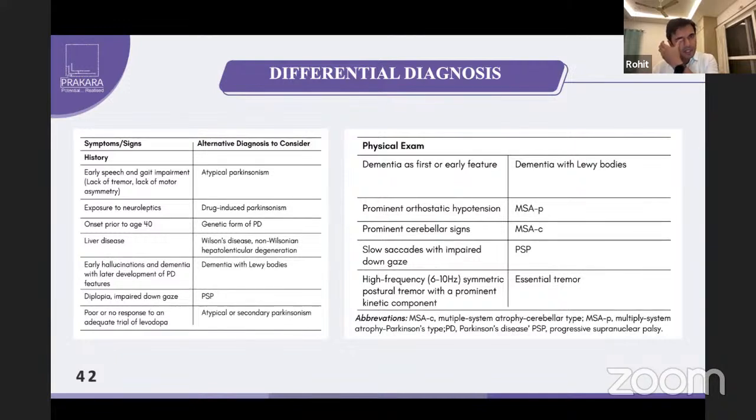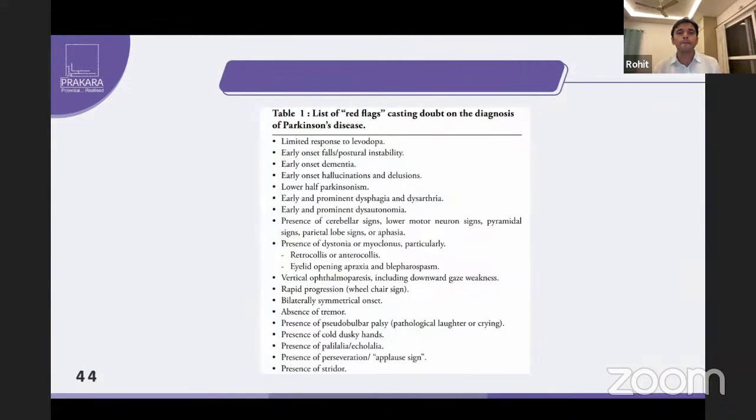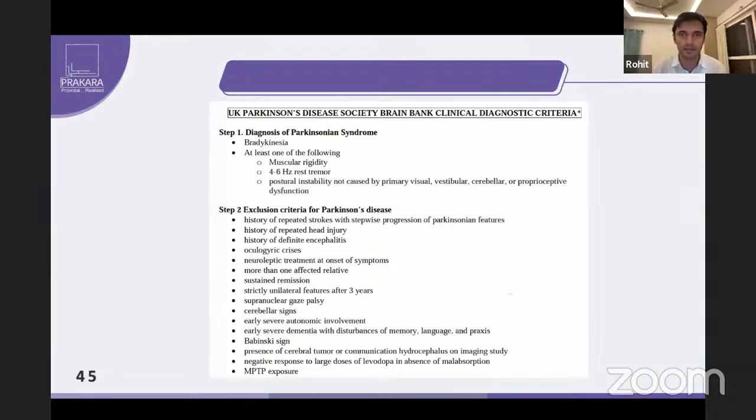A thorough clinical examination will be really helpful in diagnosing these other conditions and differentiating them from idiopathic Parkinson disease. There are certain red flags which you can use, because these are not the typical features of Parkinson disease. For example, no response to levodopa, early onset of falls or postural instability, early onset of dementia, early onset hallucinations and delusions, which are seen in Lewy body dementia, lower half Parkinsonism, which is seen in normal pressure hydrocephalus, cerebellar signs which are usually not seen in Parkinson disease, bilaterally symmetrical onset, absence of tremor, or pseudobulbar palsy. All these features are against the diagnosis of Parkinson disease.